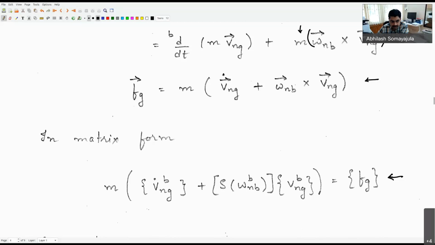All the quantities in the curly braces are vectors, 3 cross 1 vectors. But the difference you'll observe is that now I'm expressing them in the body fixed frame. In fact, there should be a b here as well. Whenever I want to convert these coordinate free vectors into a matrix form, I need to choose one frame in which I express these vectors. So here I'm choosing the body fixed frame and I'm expressing those vectors in it.